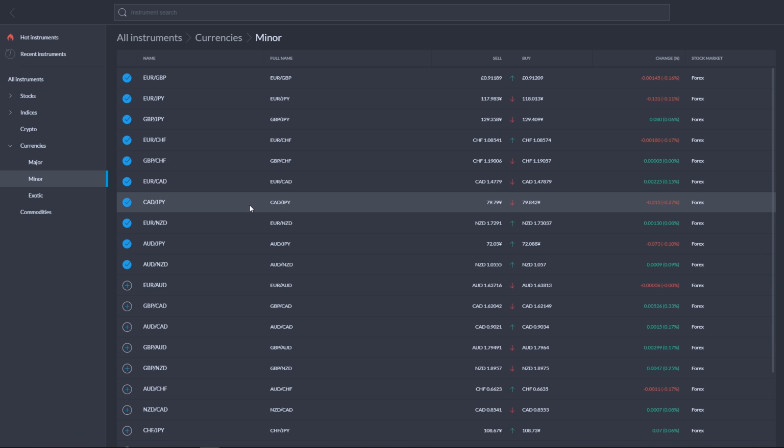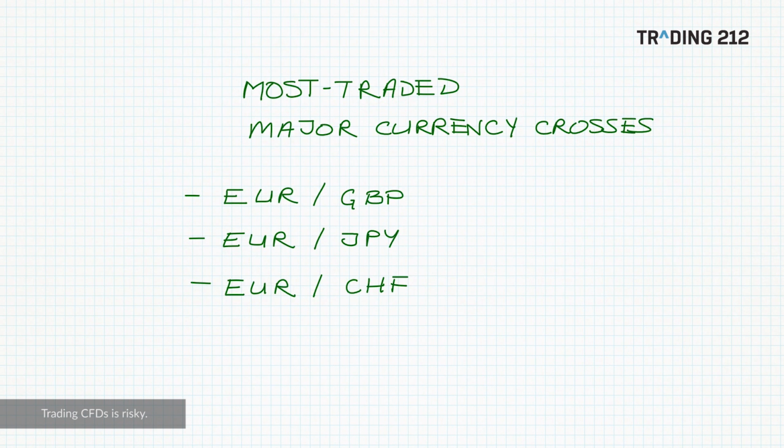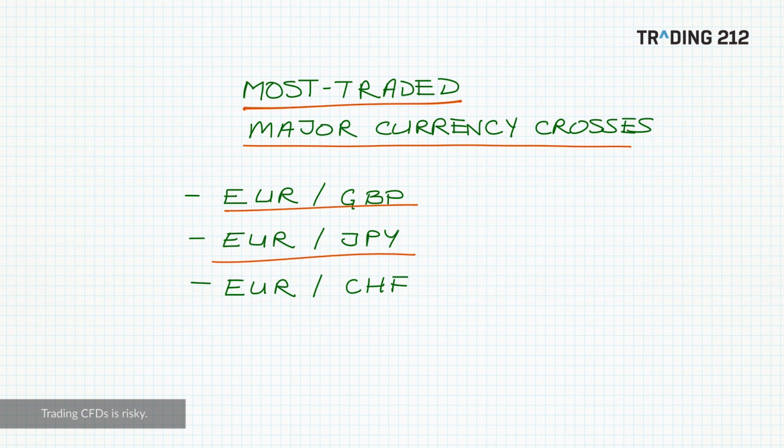So let's now talk about the most important of these. And these are the three most traded major currency crosses, or minor pairs, whatever you want to call them. The euro against the pound, euro against the Japanese yen, and the euro against the Swiss franc. And we can see the importance of the euro as a traded currency in its involvement in all three of these most traded currency crosses.